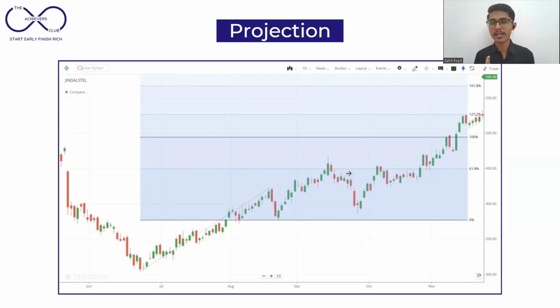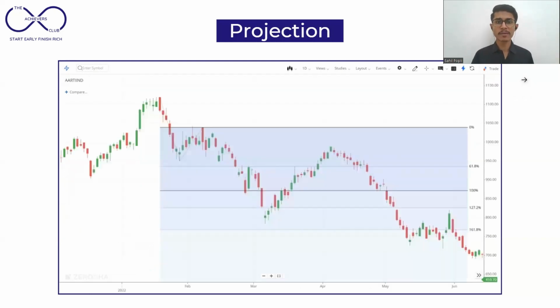Based on those potential targets, you can see that almost within 15 days, we got a 61% outcome. It reached up till the 61% mark, and then it gave a retracement as well. But if we look at the overall perspective, it crossed 100%, 127%, and so on. And that's what it is all about.